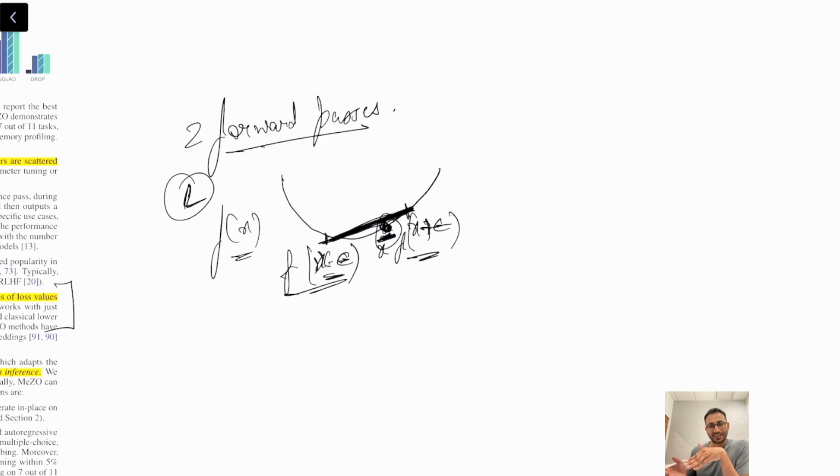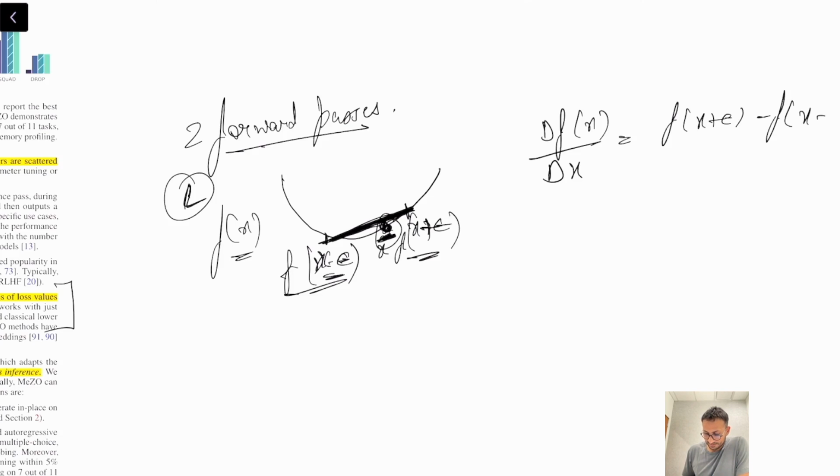So my gradient estimate, which let me call delta f of x by delta x at x, will be f of x plus epsilon minus f of x minus epsilon, divided by, you basically calculate the mean deviation by going forward and backward, and divide by twice epsilon.